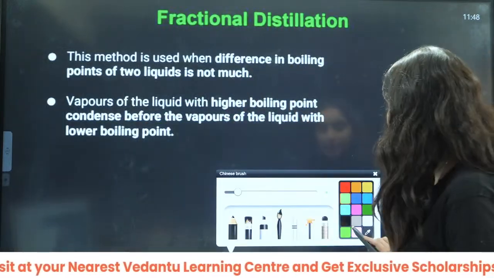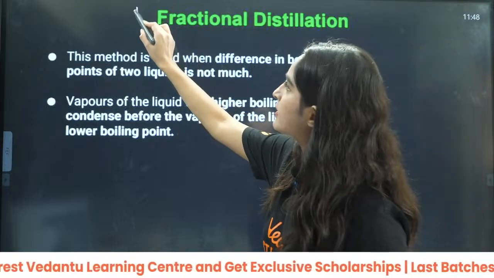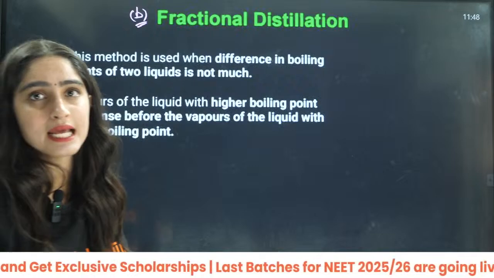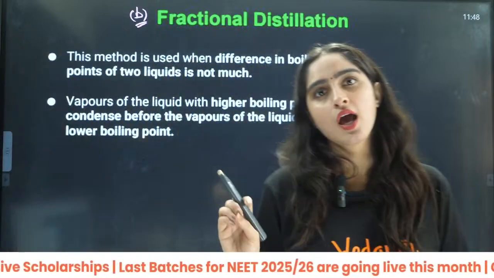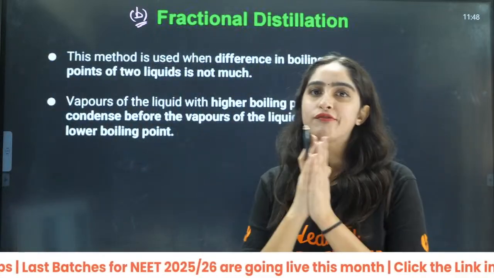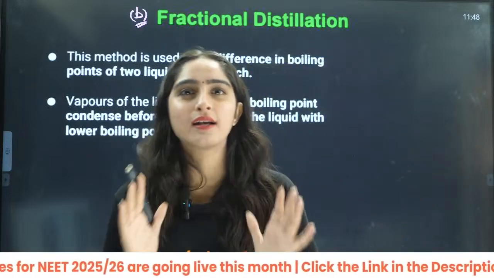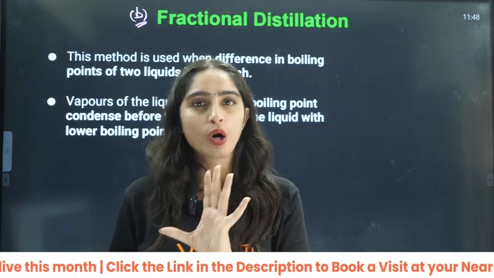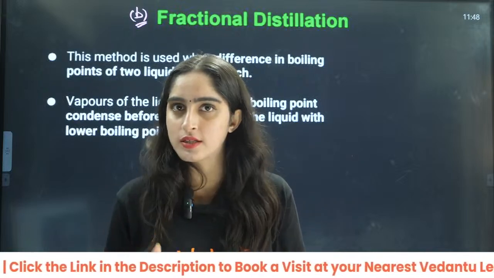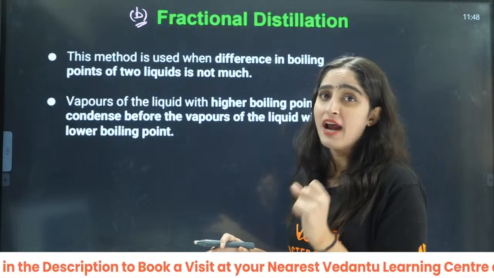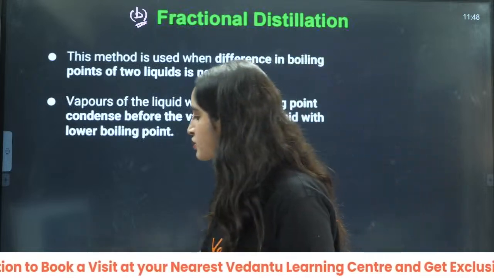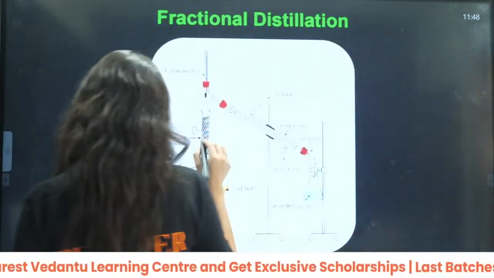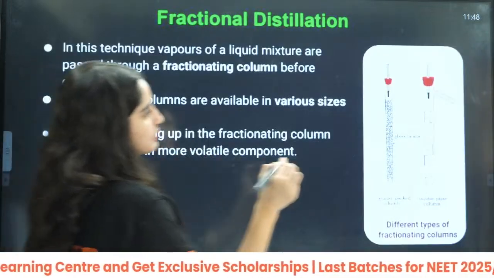So the second kind of distillation is fractional distillation. In fractional distillation, the difference in the boiling point is not that large. When the difference in the boiling point is not very large, we will have different methods, of which the first is fractional distillation. Firstly, let us see the diagram here.